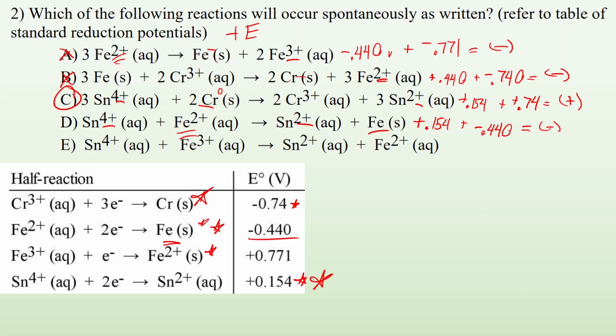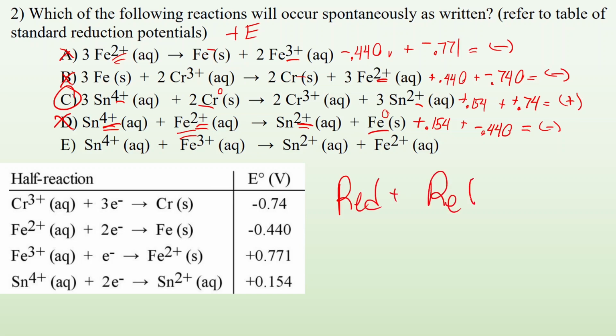But hey, wait a minute. This one's weird too. I have two things getting reduced. I have Sn plus 4 becoming plus 2, so it's reduced, and I have Fe plus 2 being reduced to Fe0. This cannot happen. You can't have two things being reduced, because reduction is gaining electrons. You can't have two things gaining electrons. One of them has to lose an electron for the other one to gain. So D, not going to happen.